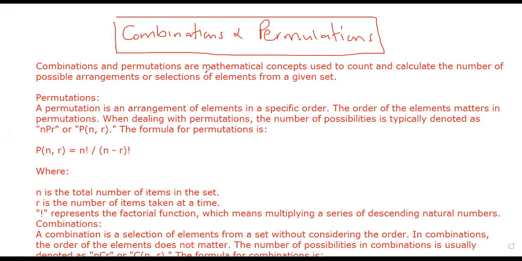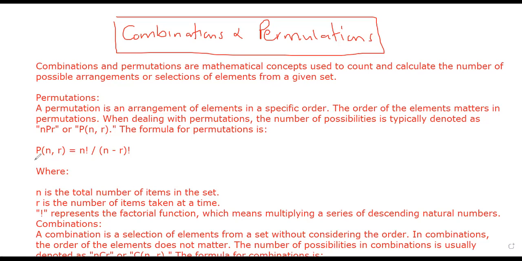arrangements. So we have what we call permutations, and permutations are simply arrangements of elements that are fashioned in a certain specific order. So the order of the element in this case matters. So when you're dealing with permutations, we're dealing with a number of possibilities that is typically denoted by n permutation r, nPr. Or in some cases, we just put P(n, r).